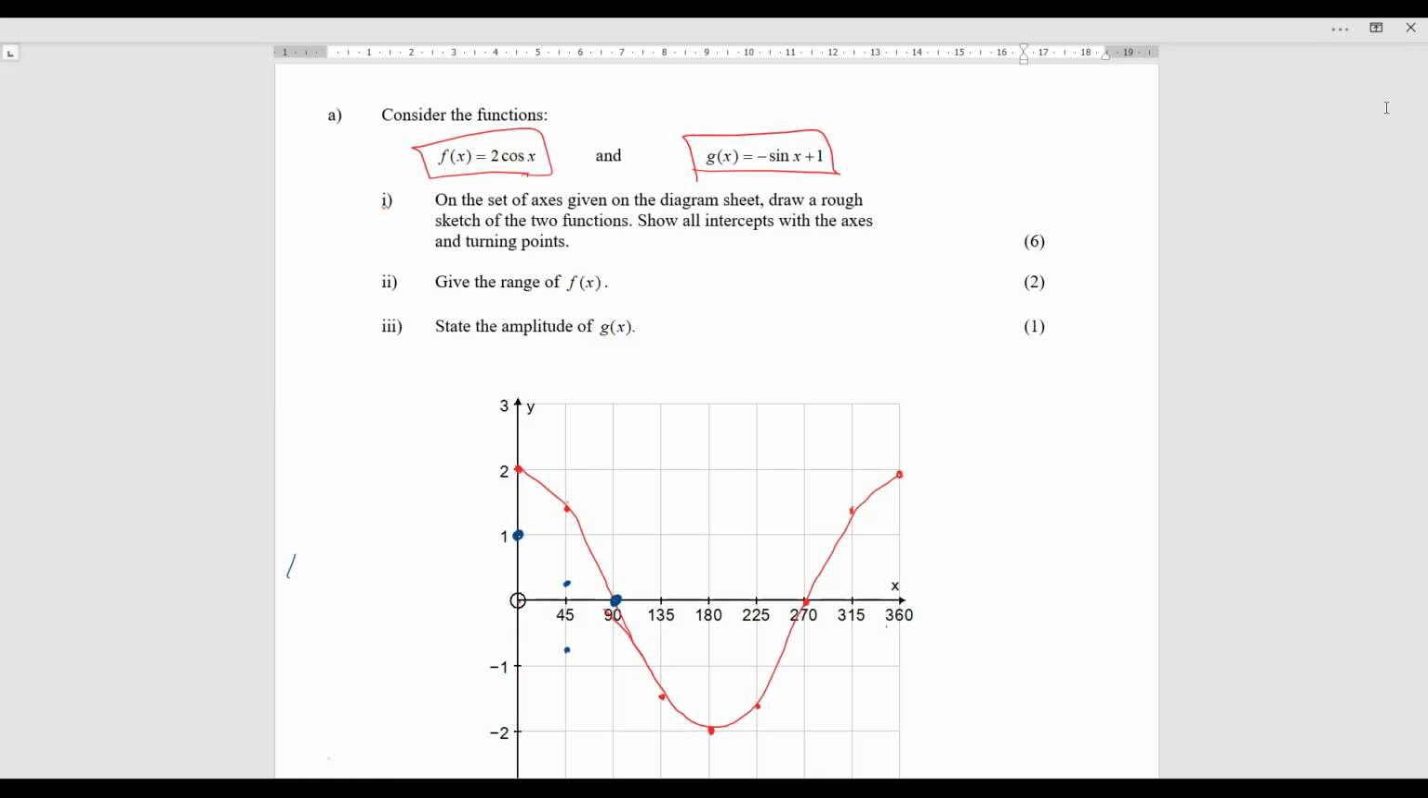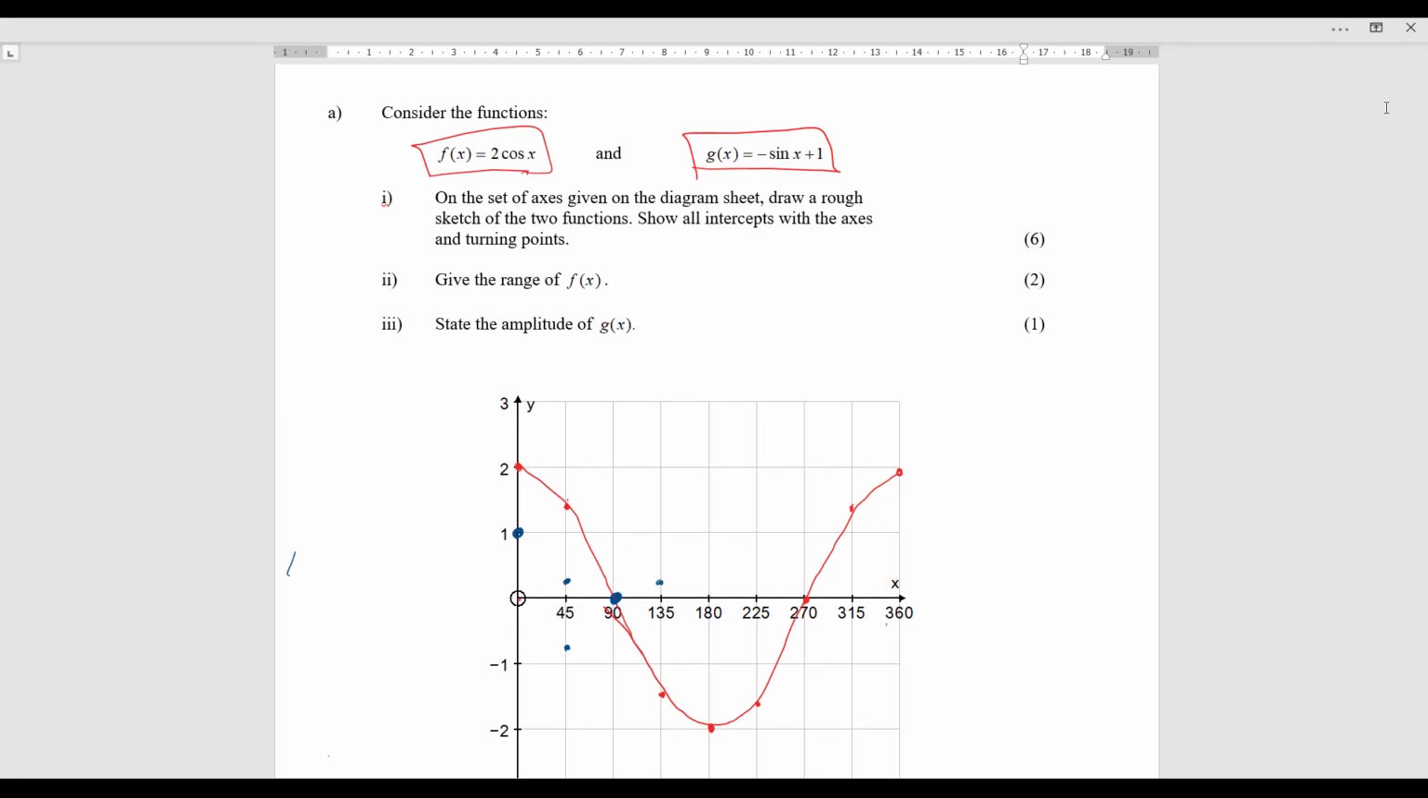At 135, we're getting 0.3 again. I'm going to round off. It's 0.29, I'm rounding off to 3. At 180, I'm getting 1. See, if you want to do something in life, you do it yourself, you do it properly. And then at 225, I'm getting 1.7.